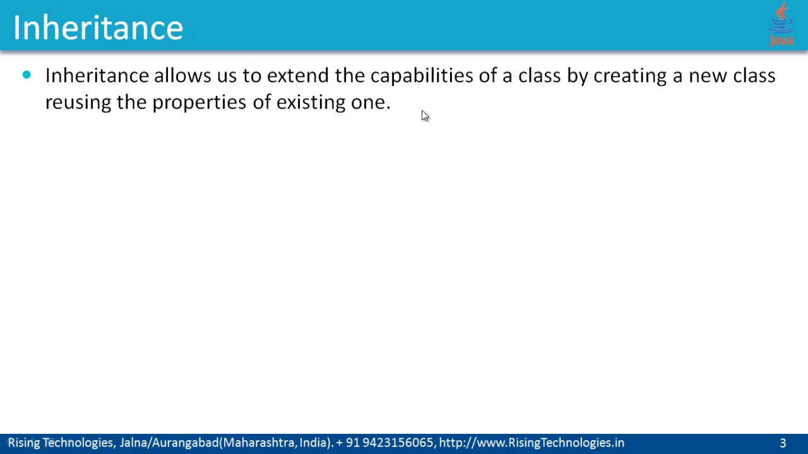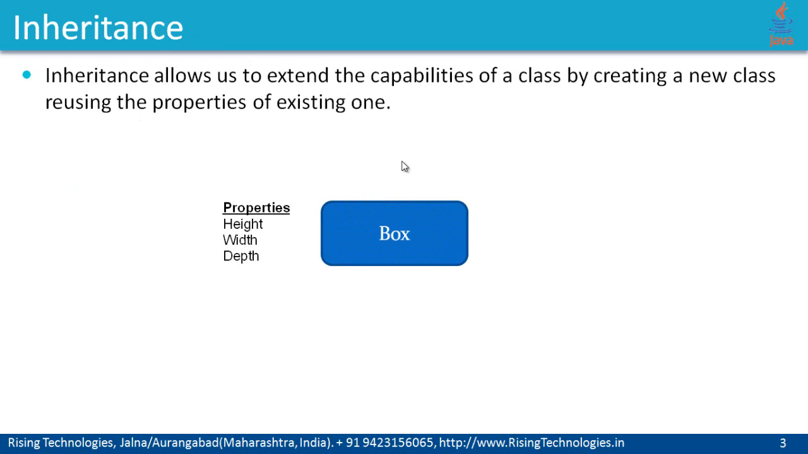Inheritance allows us to extend the capabilities of a class by creating a new class reusing the properties of an existing one. Now suppose I have this Box class that contains a few properties of a box, that may be height, width and depth. Now I want to add one more property, that is weight of the box. But I don't want to modify this class. I want to create a new class, and within that class I will add that weight property. But if I create that new class from scratch, I need to again define all these properties and related behavior.